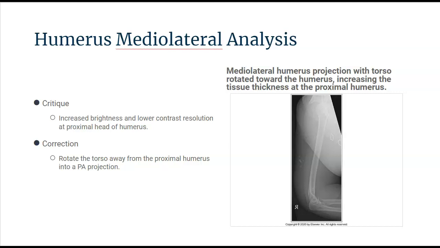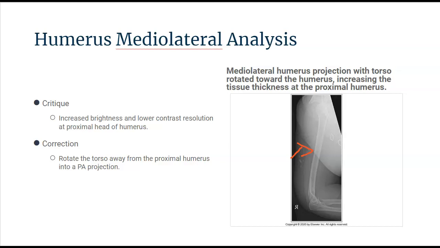Let's take a look at an image analysis for the medial-lateral projection. As you can see in this image, the patient has some artifact here that we should remove prior to imaging the patient. Secondly, we have a lot of soft tissue overlay in this projection. This causes increased brightness and lowers the contrast resolution at the proximal head of the humerus.